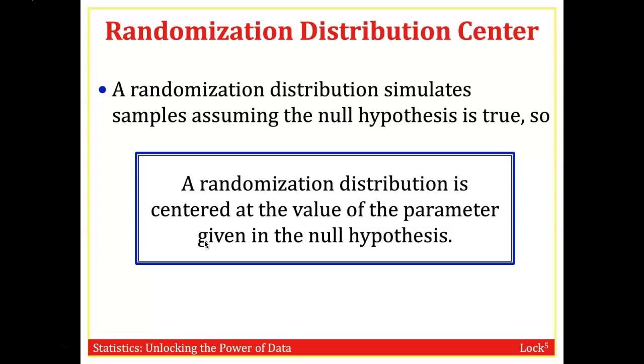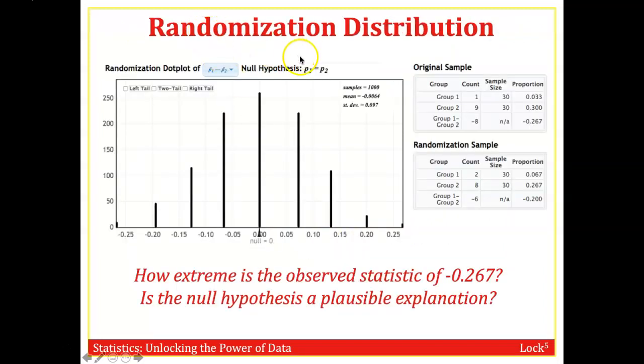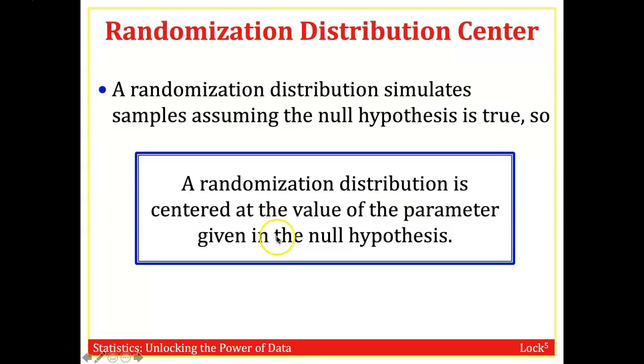A randomization distribution simulates a null hypothesis, so we should always check that the randomization distribution is centered at the value of the parameter given in the null hypothesis. So here our null hypothesis was p1 equals p2, but in another sense it's p1 minus p2 equals 0. So that's why this is centered at 0. That will be different from the bootstrap, right? The bootstrap is centered at the statistic, plus or minus twice the standard error. In this case it would be centered at p hat 1 minus p hat 2 rather than p1 minus p2. Rather than 0, right, the hypothesized value.